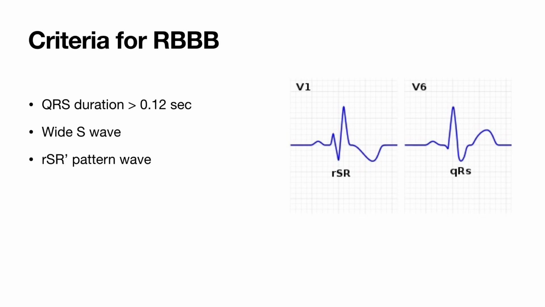An RSR' pattern with a QRS complex of normal width, less than 120 milliseconds, is sometimes called partial right bundle branch block. So, right bundle branch block is diagnosed with a wide QRS complex of more than 3 small squares, an RSR' pattern or M pattern in lead V1, and broad slurred S waves in leads V5 and V6.